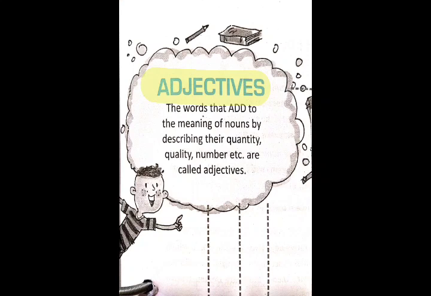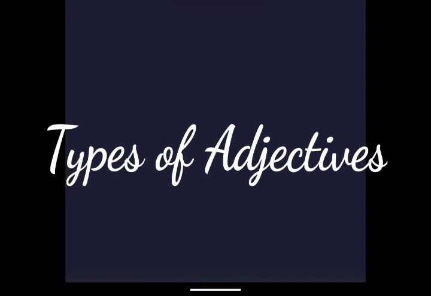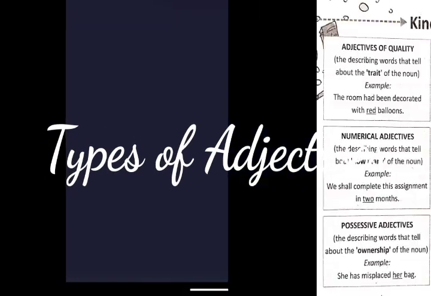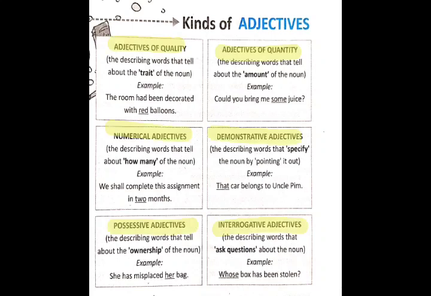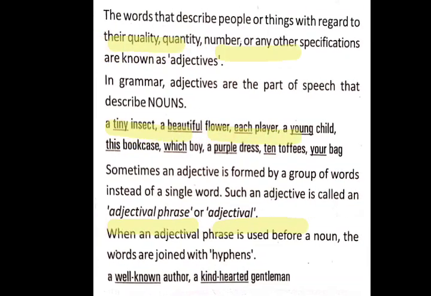And there are 6 types of adjectives that we'll study today. First, adjectives of quality. Second, adjectives of quantity. Third, numerical adjectives. Fourth, demonstrative adjectives. Fifth, possessive adjectives. And last is interrogative adjectives.